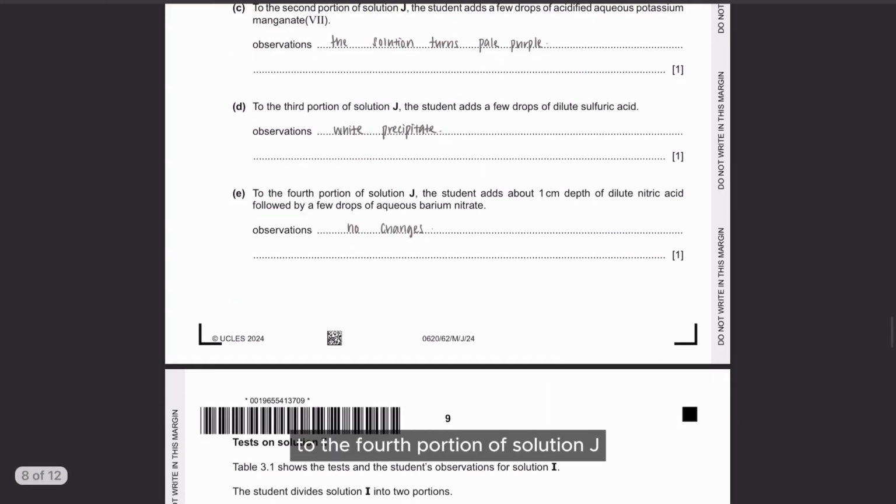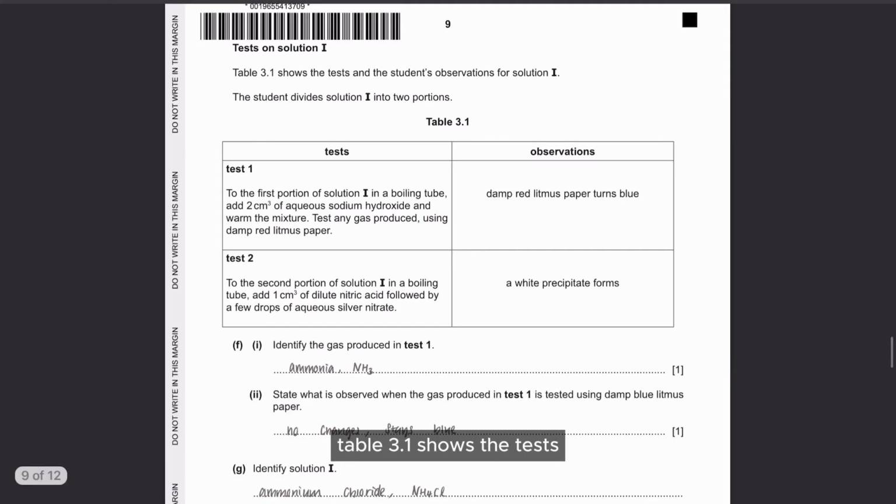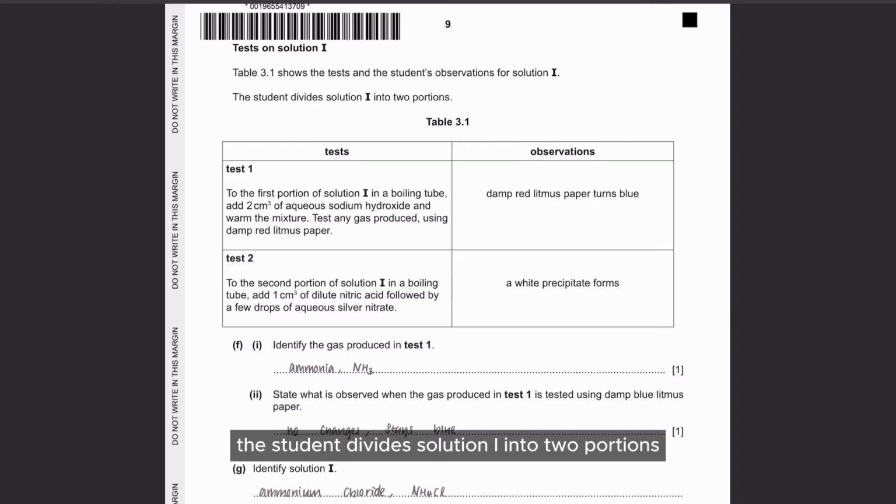To the fourth portion of solution J, the student adds about a 1 cm depth of dilute nitric acid, followed by a few drops of aqueous barium nitrate. We'll observe no changes happen here. Table 3.1 shows the tests and the student's observations for solution I. The student divides solution I into two portions.